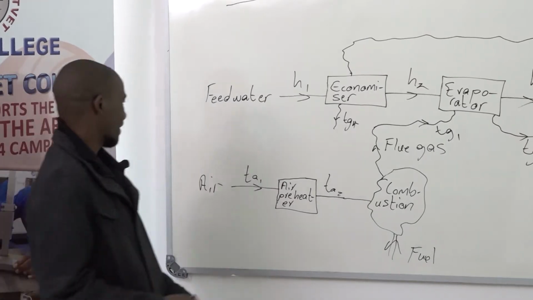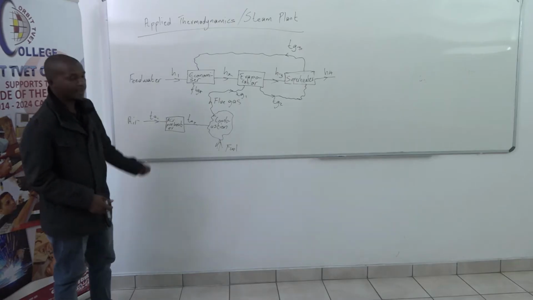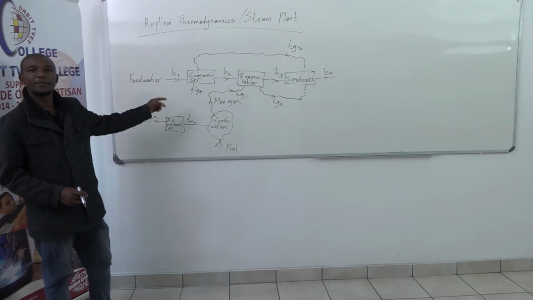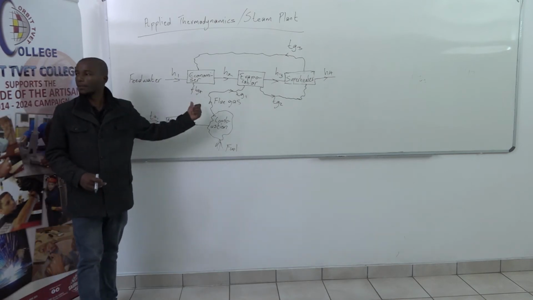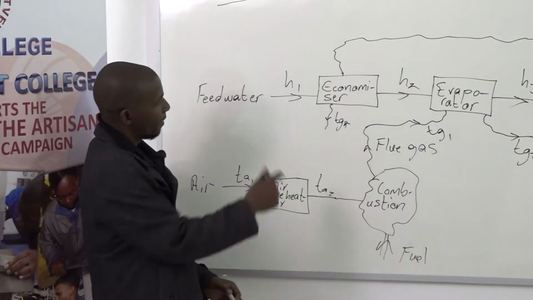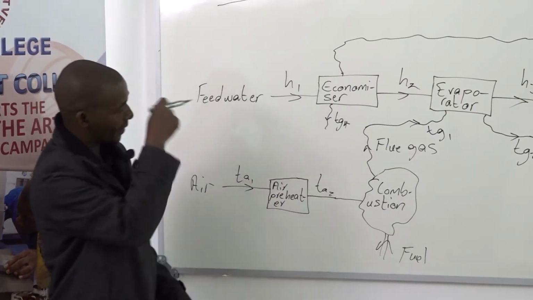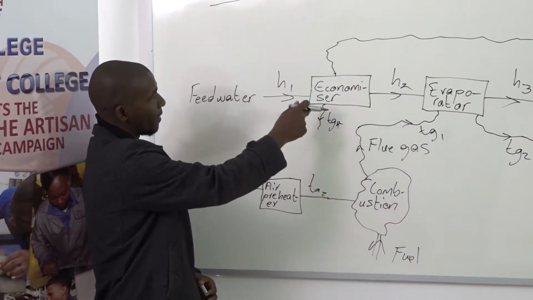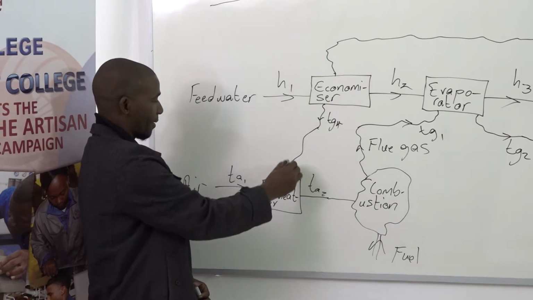After the economizer, the flue gas still possesses some energy, but we want to extract some energy from the flue gas in order to make this steam plant more efficient. Therefore, we'll extract some more energy in the air preheater. We'll remove energy from the flue gas in the air preheater.